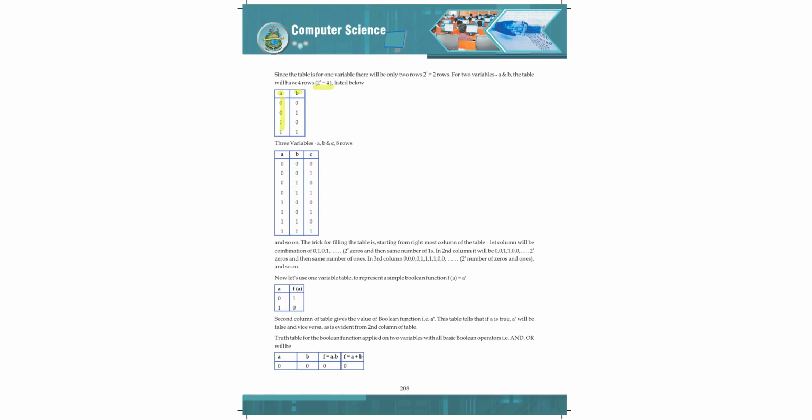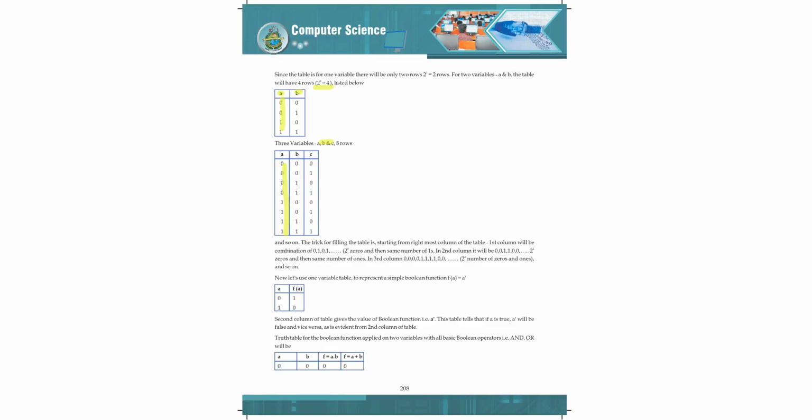Now A, B, C. Here, if you are using 3 inputs or 3 variables, then the number of rows is 8. This is how you will calculate how many rows you have to take. If 2 inputs, then 4. If 3 variables, then 8. So this trick will be used for filling the table. Fine. So now let's use a one variable table.